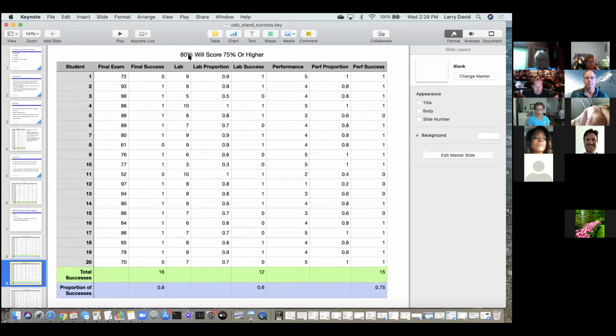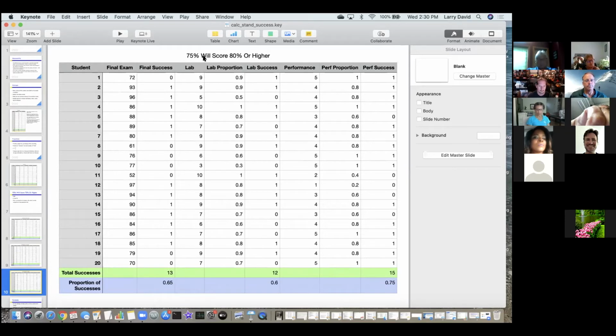And just to show that these aren't the same, if we swap these and say, well, let's change this one to 75 and this one to 80, now I'm going to say, how would it turn out if I said 75% will score 80% or higher? Now I'm comparing these numbers to 80. So I'm going to get a lot more failures. Anything in the 70s, the 76, the 77, those are going to be failures, the 79, the 70. So now I only have 13 out of 20 that scored 80% or higher, which is 65%. 60% scored 80% or higher on the lab. 75% still scored 75% or higher on the performance.